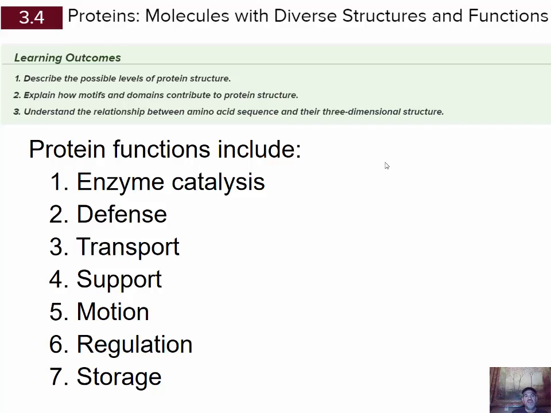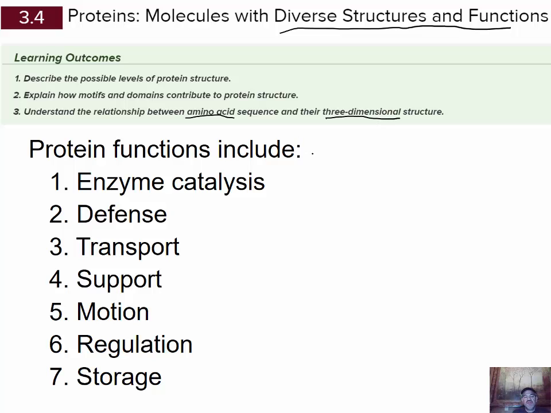Okay, so this is section 3.4 of the textbook, and it's about proteins, which are molecules that have diverse structure and functions. And the learning objectives are listed there at the top. The first one is to describe the possible levels of protein structure, explain how motifs and domains contribute to protein structure, and understand the relationship between amino acid sequence, the sequence of the subunits, and their three-dimensional structure.